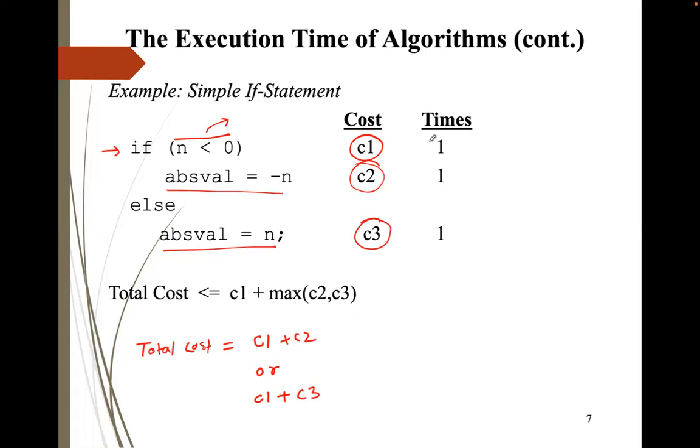All right, and you can see that each of the instructions is going to be executed only one time. So here the total cost will be either C1 plus C2 or C1 plus C3. Or we can express the total cost like this: the total cost is not going to be greater than this value. So the total cost is going to be less than or equal to C1 plus max of C2, C3.